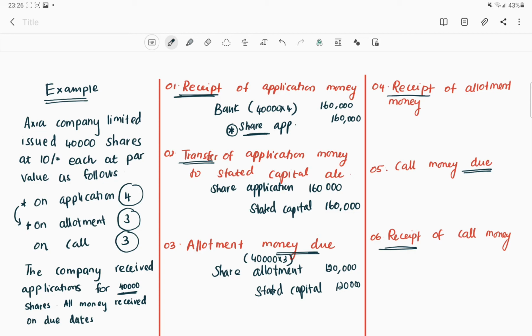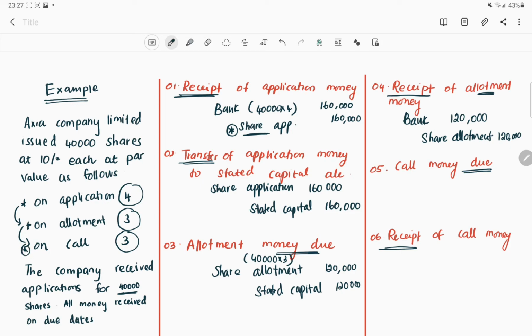Then we can record the receipt of allotment money. Whenever you are receiving money, your bank account would be debited. And now you are receiving your allotment, so your share allotment account can be credited. The amount of money that you're receiving is 120,000, so I'm going to debit the bank account by 120,000 and credit the share allotment account by 120,000. With those two entries, the allotment would be completed, and then we can move to the call.